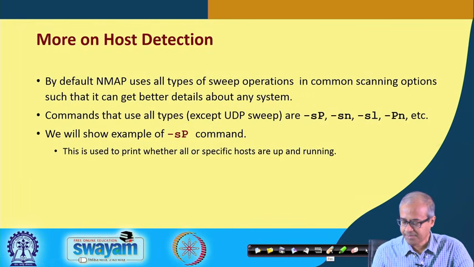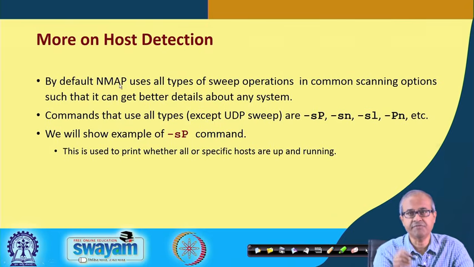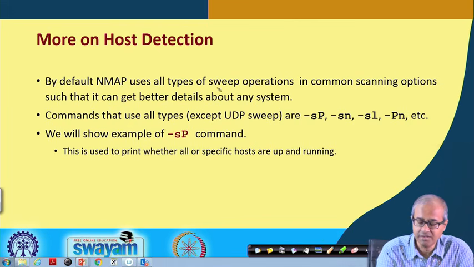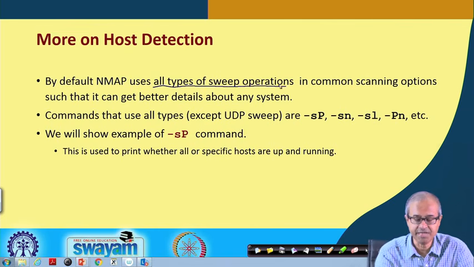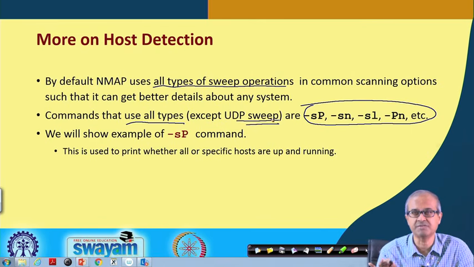There are a few other things on host detection. By default, if you just run NMAP without any flags, it will use all the common types of sweep operations that are available. There are some commands like -sP, -sn, -Pn, which use all types of sweep operation except UDP sweep, because UDP sweep is not very reliable, as I told you.